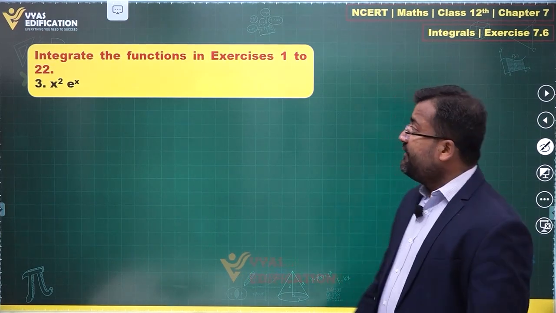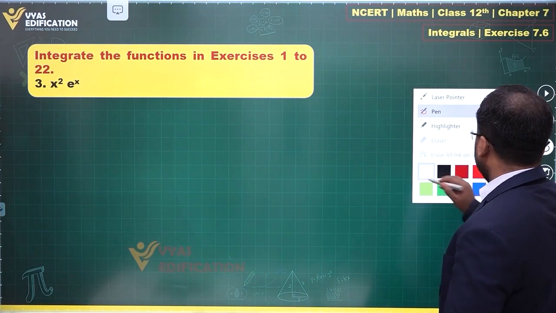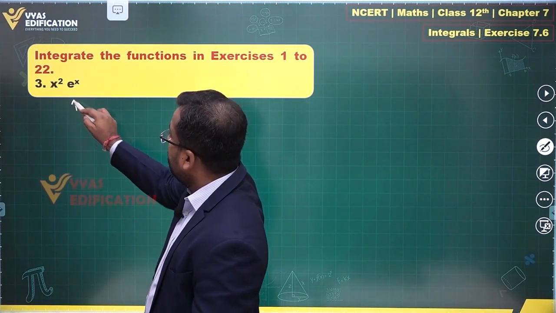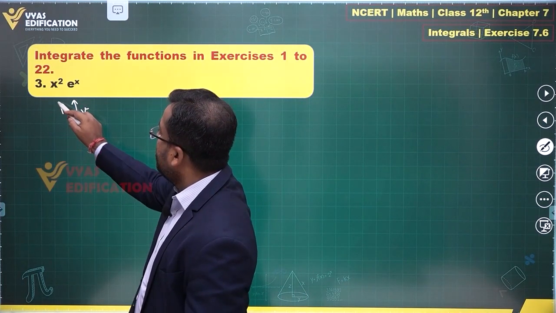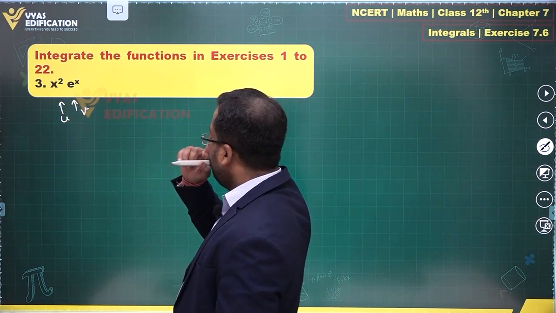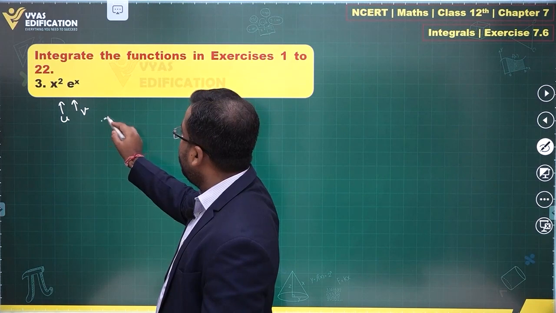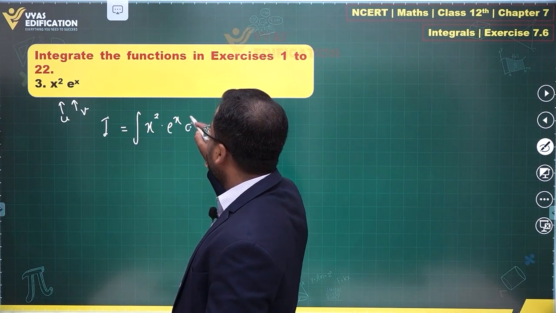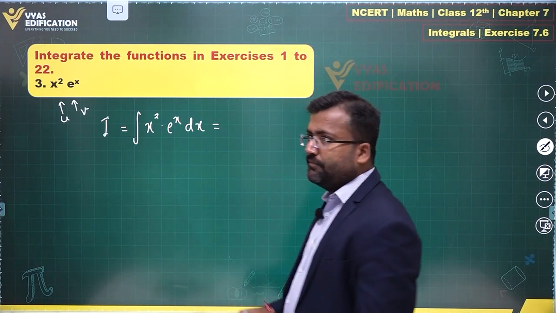In the third question, we have x square e power x. There's an exponential function and an algebraic function. So we know that this is easy to integrate. This will be v, and this will be u. Right or not? Yes. Okay. So I, which is equal to integral of x square e power x dx, will be equal to what?